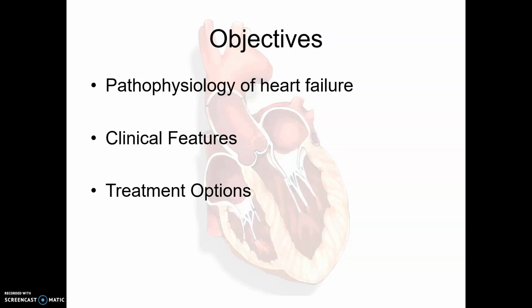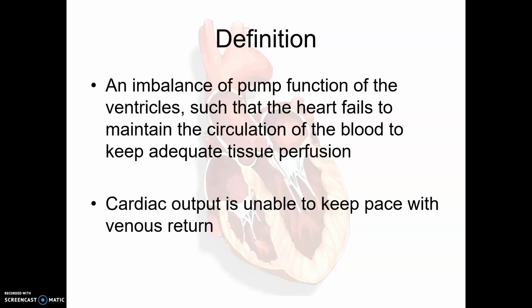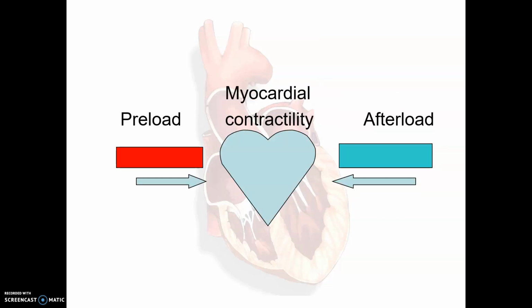Just to remind you that our first lecture spoke about pathophysiology and the second discussed the clinical features of heart failure. And again to remind you that our definition of heart failure is an imbalance in pump function in which cardiac output is unable to keep pace with venous return, leading to an increase in venous pressure and poor cardiac output. And this may be due to increases in preload, poor myocardial contractility, or increases in afterload.